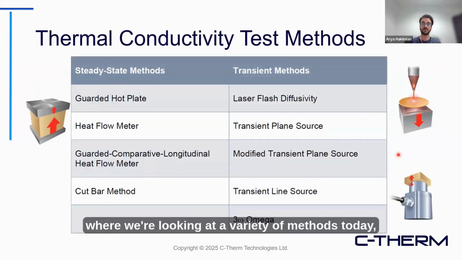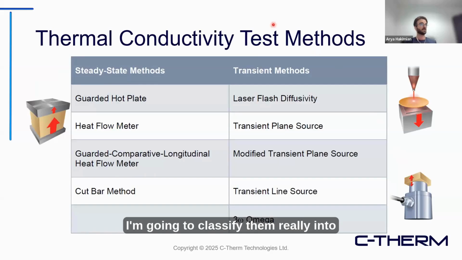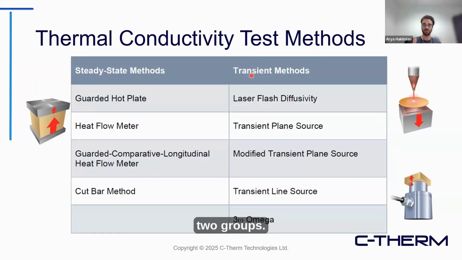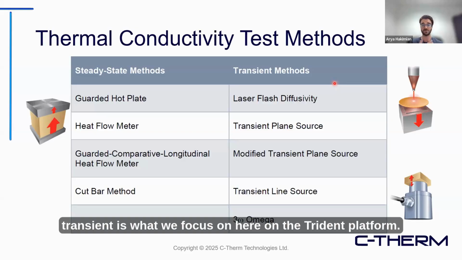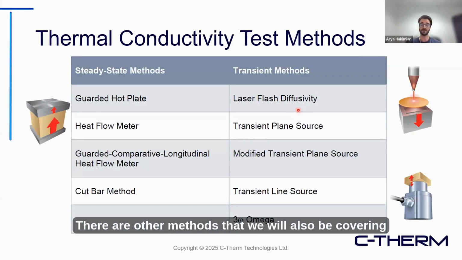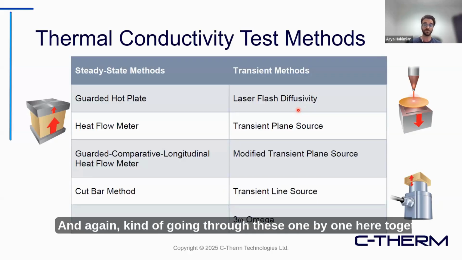Now, again, when we're looking at a variety of methods today, we're going to classify them into 2 groups. The more traditional steady state methods, these would be things like your guarded hot plate, heat flow meter, TIM tester style setup. These are the steady state class. And then there's transient. Transient is what we focus on here on the Trident platform, but there are also methods like laser flash, 3 omega. There are other methods that we will also be covering in today's content. And again, we'll go through these one by one together.